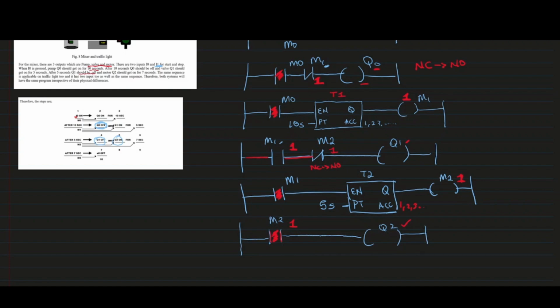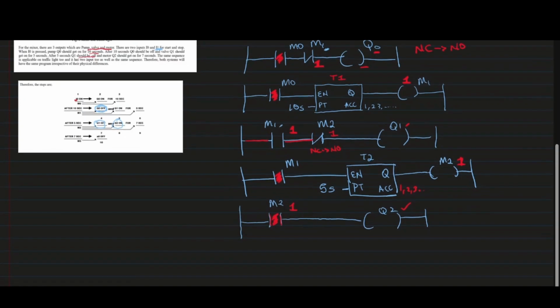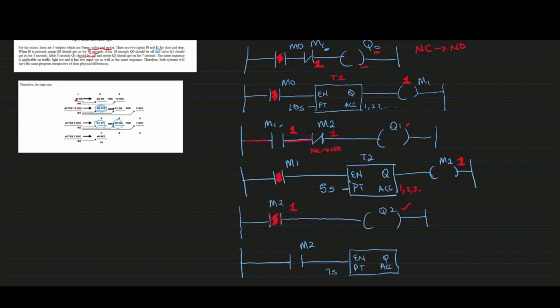Now for the last part, we want Q2 to remain on for 7 seconds. So we're going to put M2 into a timer. M2 is going to go into a timer with a preset value of 7 seconds. This is the enable bit, the done bit, and the accumulator. So once M2 is energized, the timer starts counting. I'll call it T3 here. The output for the timer is M3.